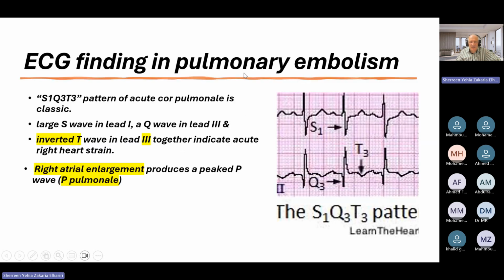Of course, we discuss this. This is a finding in pulmonary embolism: S1, Q3, T3, an S wave in lead 1 and a Q wave in lead 3. So this is characteristic. Sometimes, not in all cases, they have P pulmonale, right atrial enlargement.